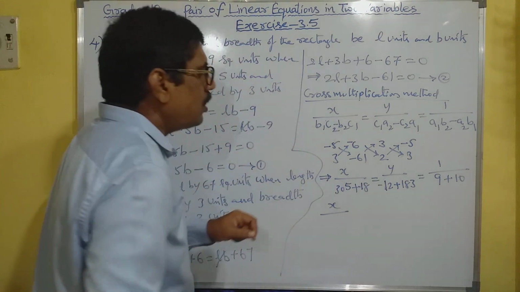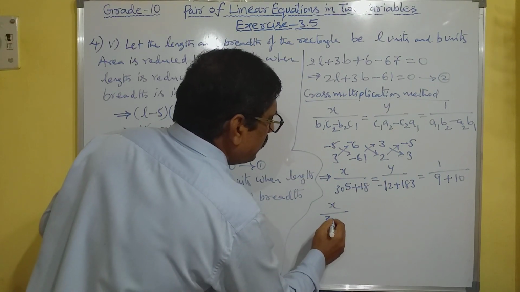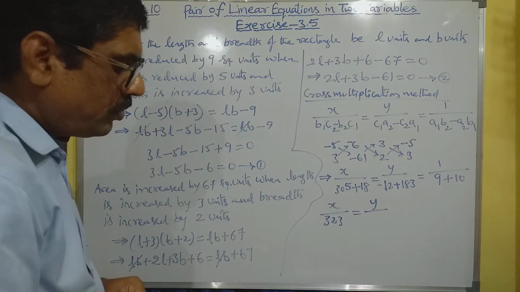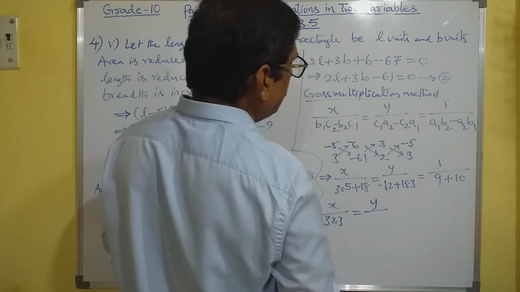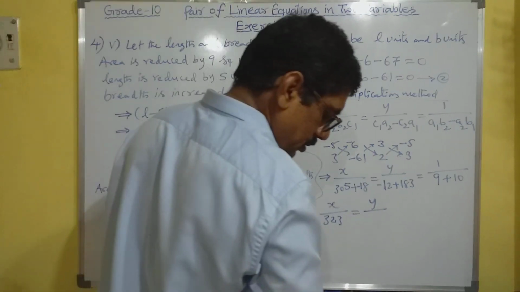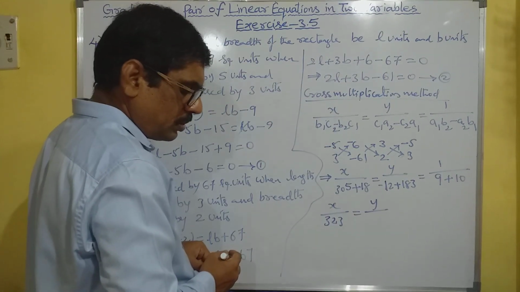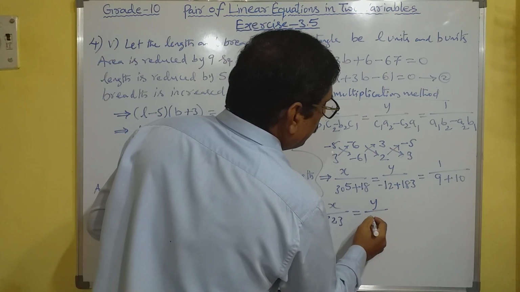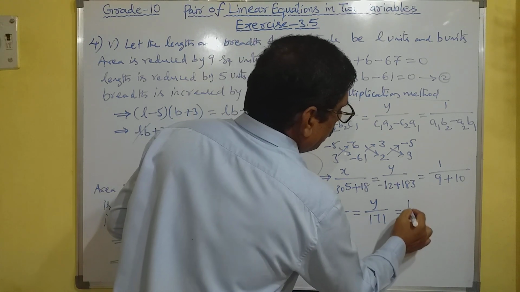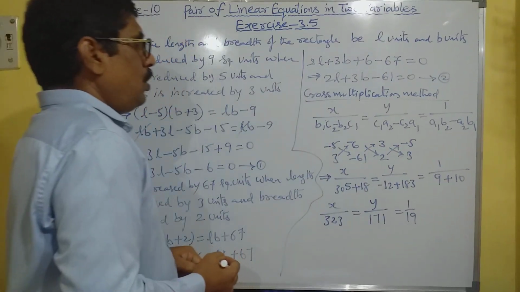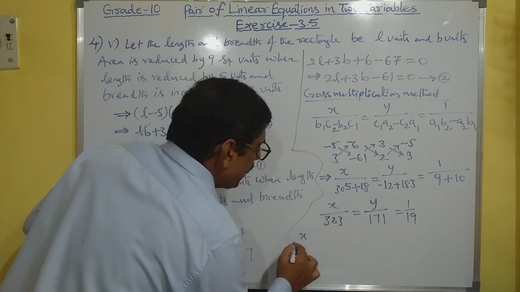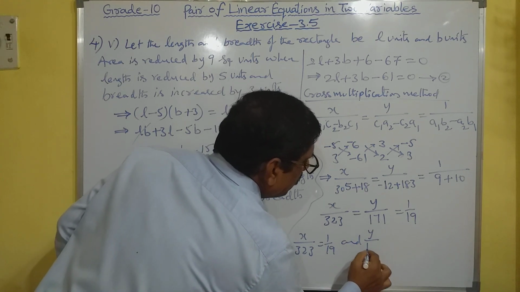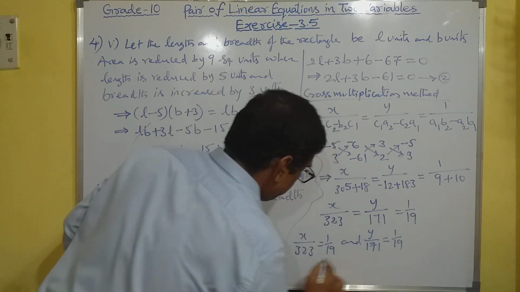X by 305 plus 118, that is 323, is equal to Y by 183 minus 12, 171, is equal to 1 by 19. Okay, now look at this. X by 323 is equal to 1 by 19 and Y by 171 is equal to 1 by 19.